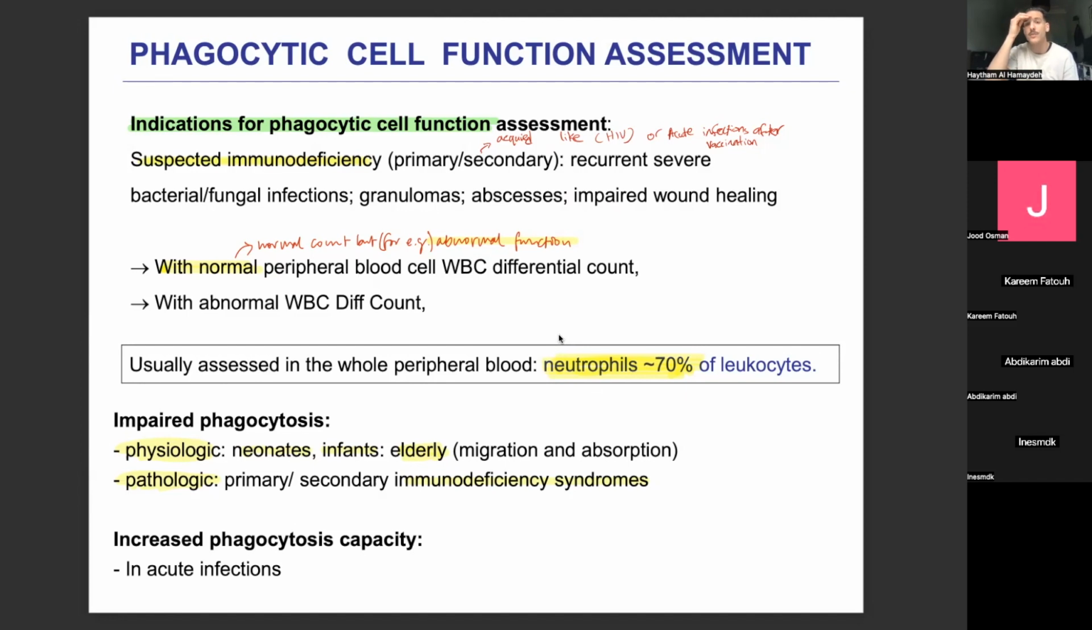Other examples are macrophages and monocytes, okay? Here, some impaired phagocytosis exists because of several reasons. Physiologically, in neonates, infants, in elderly; pathological, in cases where there's primary and secondary immunodeficiencies. This is where our phagocytosis is not actually functioning. Okay, increased phagocytosis capacity in acute infections. It says that in acute infections, we'll have a larger amount of phagocytosis happening. So this is just the whole explanation of what's happening here. Okay? Moving on.